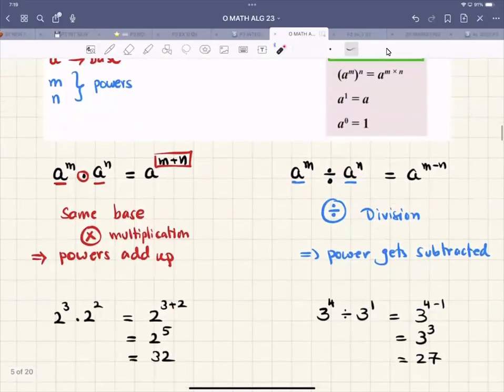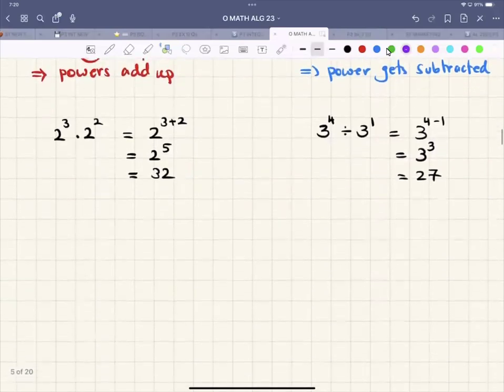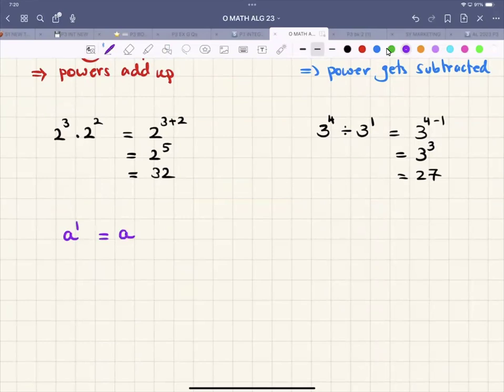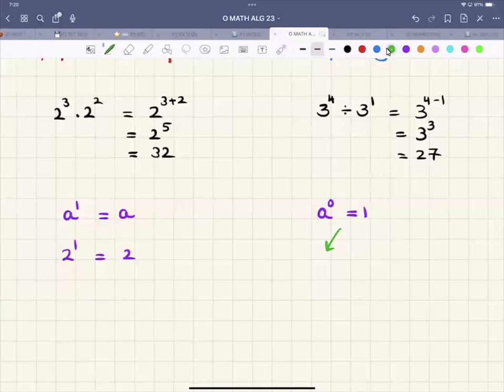Now let me focus on this rule. I've used green color over here. Let me just focus on these two first. Now, if I focus on these two, a^1 is a and a^0 is 1. That means if I write 2^1, that is simply the number itself. And a^0 is 1. We take it for granted, but let me prove this.